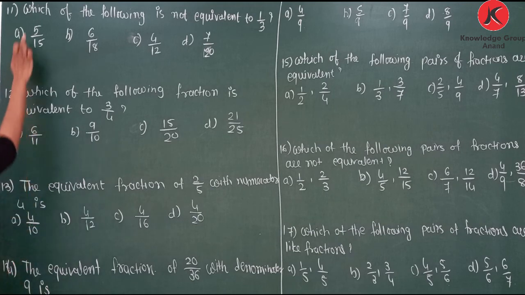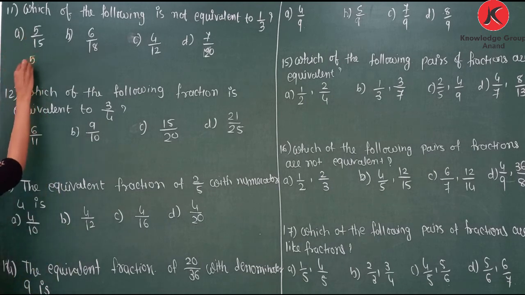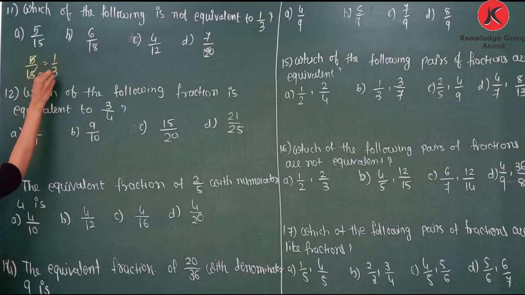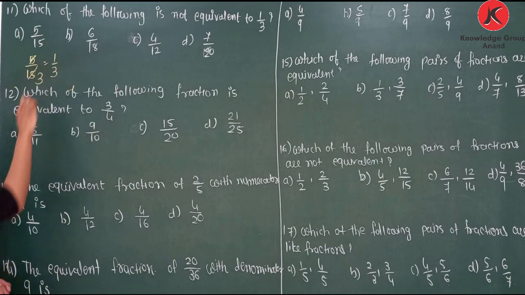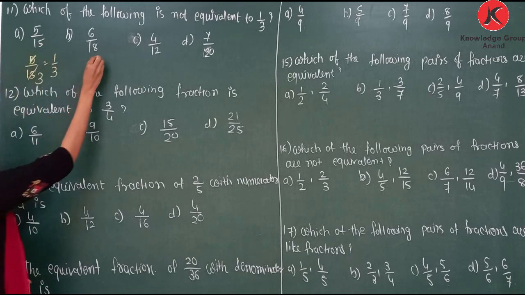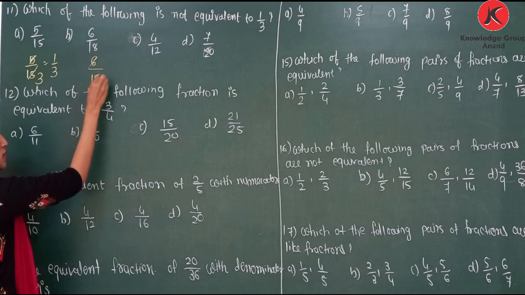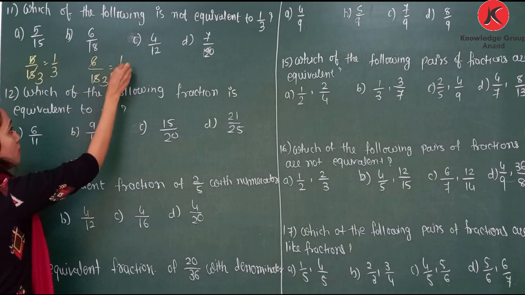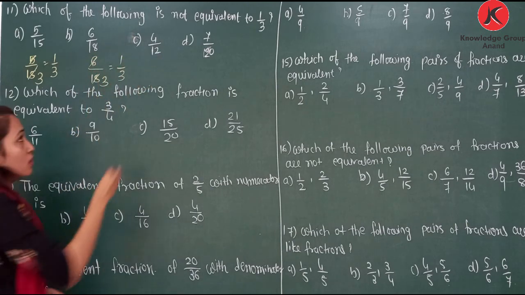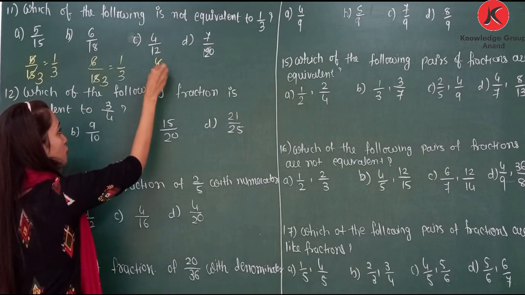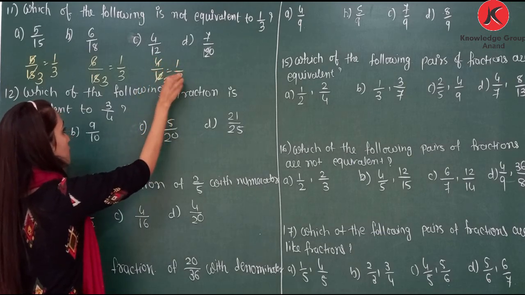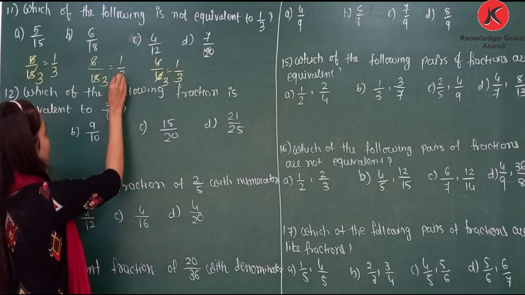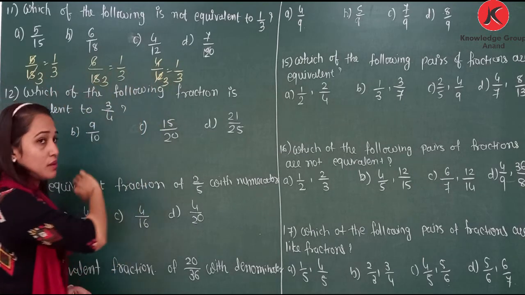So here, simplify 5 by 15 to the simplest form. 5 3s are 15, so it is 1 by 3. If we perform the simplification, then we get 1 by 3. So that is the same, which means it is an equivalent fraction. 6 by 18, 6 3s are 18, so it is 1 by 3. Again we get the same fraction. 4 by 12, 4 3s are 12, so it is again 1 by 3. So this is 1 by 3, this is 1 by 3, this is also 1 by 3.